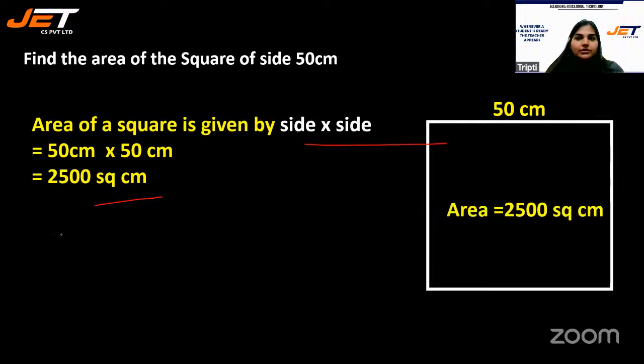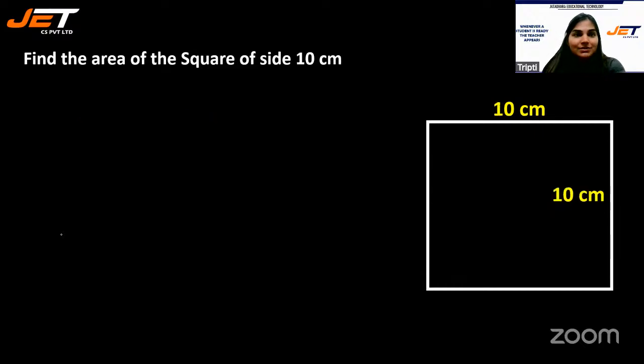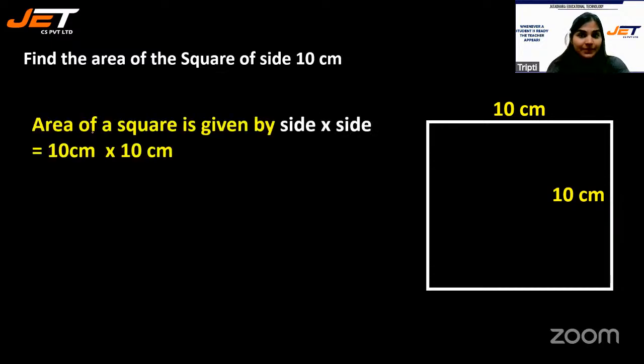Let's do the next one. So remember, area of square is side times side. What's the area of this? Find the area of this square. So here again, side times side, 10 times 10, which is equal to 100 centimeters square.